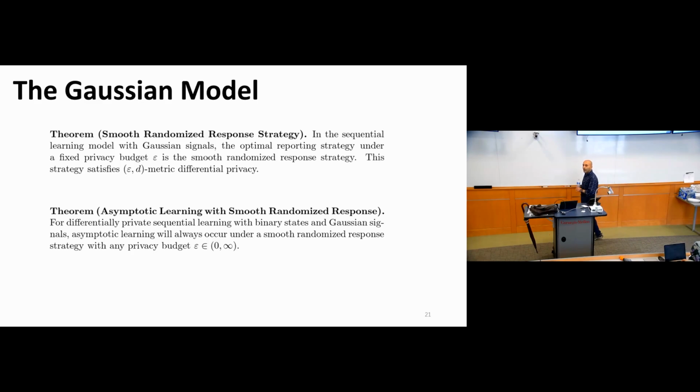Well, with this way of randomizing, where you reduce the probability of randomization as your signals move away from that threshold value, you're able to, first of all, satisfy metric differential privacy, and also guarantee asymptotic learning, that eventually these agents who are following smooth randomized response are going to all take the correct action. So then we can ask, how is that learning dynamic now affected by the privacy, and how does it compare with the non-private baseline?